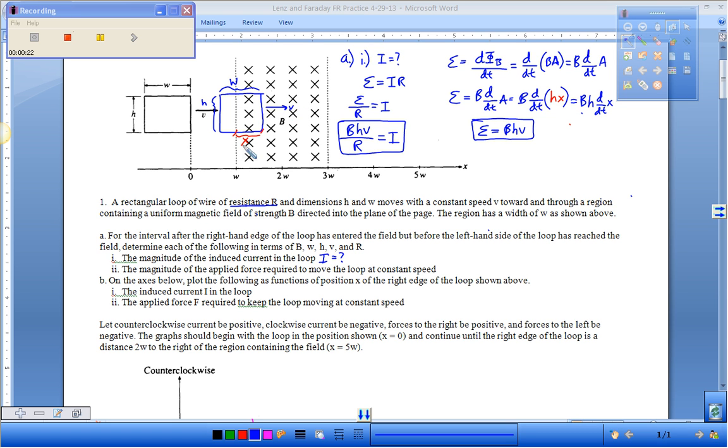Well, as it does that, we talked about in the last video that nature does not want that change in flux to take place. Right now, I have more and more area with magnetic field going into the board. So to try and fight that, I want to create a magnetic field that runs out of the board. The way I'm going to do that is if a current is induced that runs this way, runs counterclockwise.